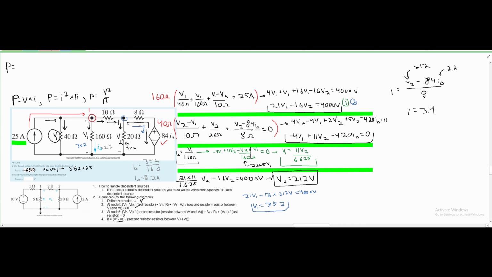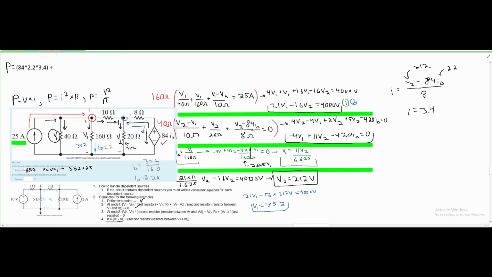That means that the current flowing through here is going to be 3.4. This current right here that we listed is 3.4. So in here we're going to have our voltage, which is just 84 times our I delta, which we know to be 2.2, times our current, which we just found to be 3.4, and that's it for the first part.